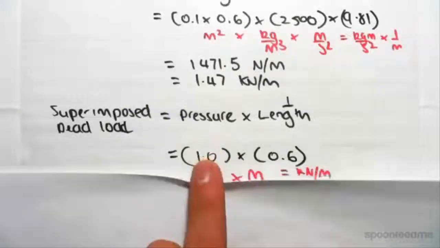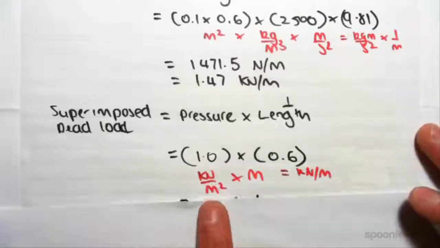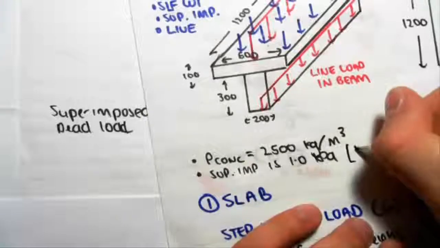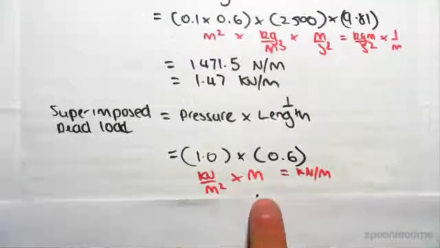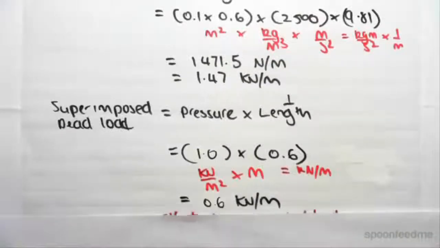So the pressure is 1 kPa, the length is 0.6 meters, so unit-wise, kilonewtons per meter squared. We spoke about how a kPa is the same as a kilonewton per meter squared, times by meter gives us kilonewtons per meter. So 1 times 0.6 is just 0.6 kilonewtons per meter.